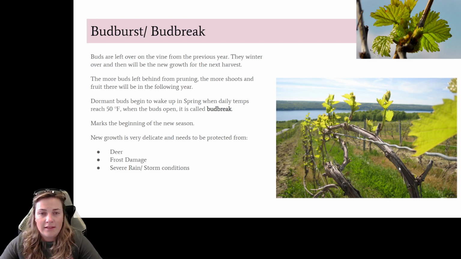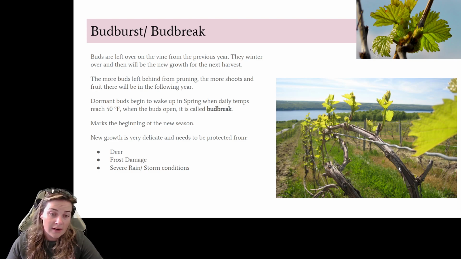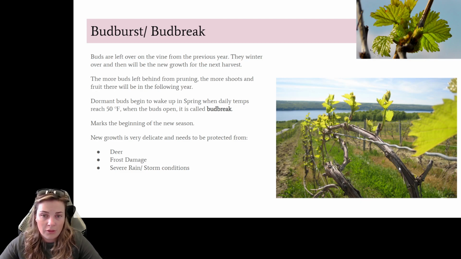And now that it's springtime and the weather's warming up and the sun shines out, the grapevine recognizes that, and then it actually will open those buds to start that new growth. So these are old buds left over from last year. They overwintered, which is why it makes it a perennial plant, right? They've burst open, and now these will be the shoots that contain the fruit and everything for the new harvest.